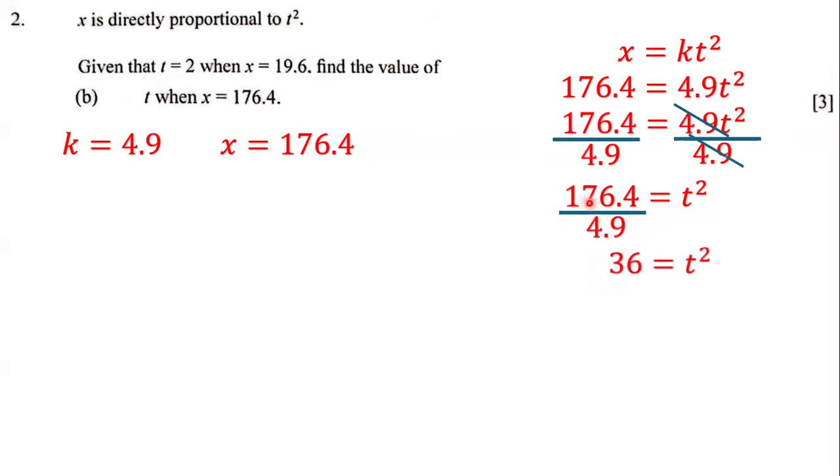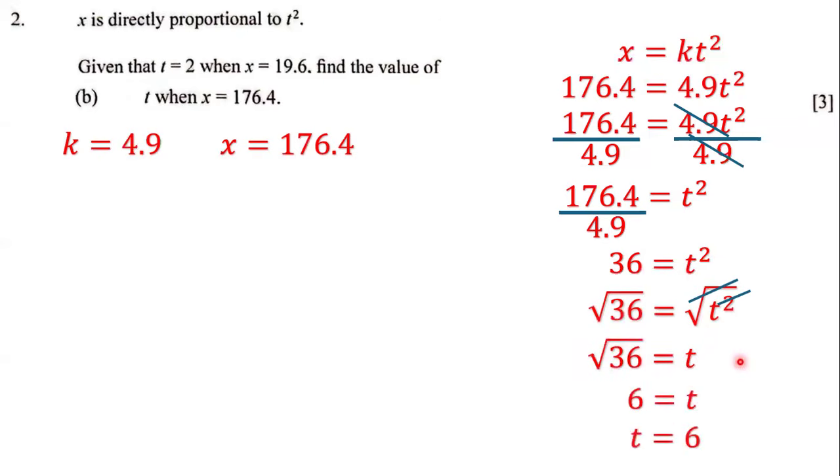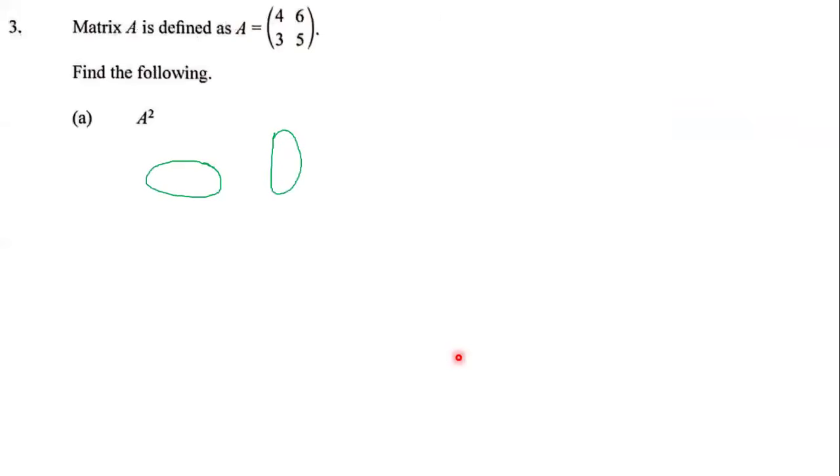Now, what is 176.4 divided by 4.9? Well, that gives us 36. And so we have 36 is equal to t squared. Next, we take the square root of both sides. So this root cancels out with this power. And so we have that t is equal to the square root of 36, and the square root of 36 is definitely 6. So t is equal to 6 in this particular question.